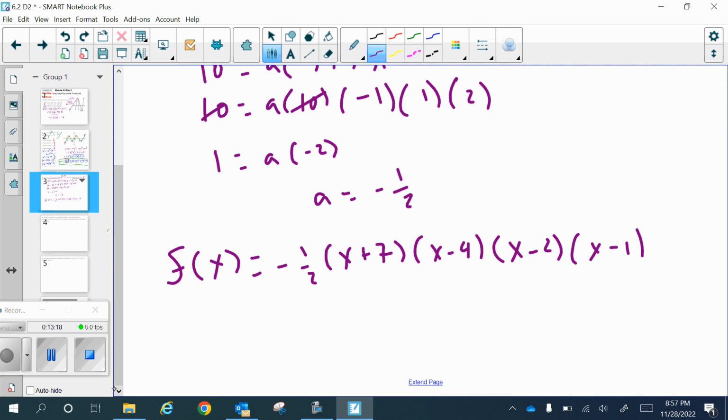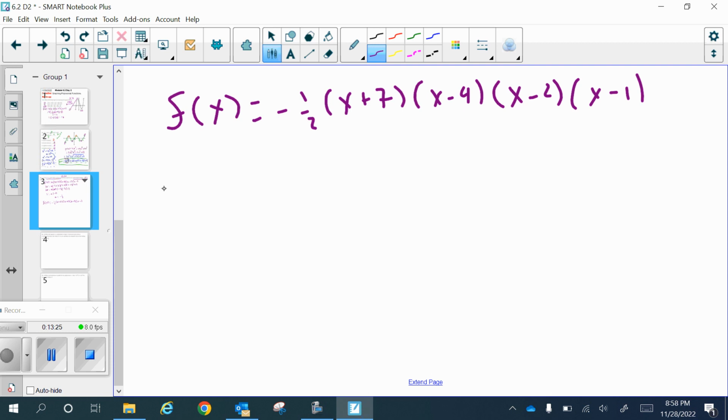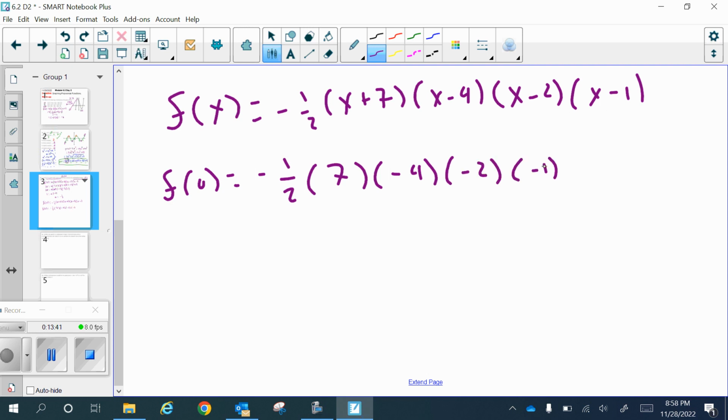But I also want to solve this when x equals 0. So I need to figure out what f of 0 is going to be. And f of 0 happens when x is 0, so we're going to plug in 0 for x. So I get 0 plus 7, which is just 7. 0 minus 4 is negative 4. 0 minus 2 is negative 2. Then 0 minus 1 is negative 1. I plugged in x equals 0 into this function because I want f of 0.